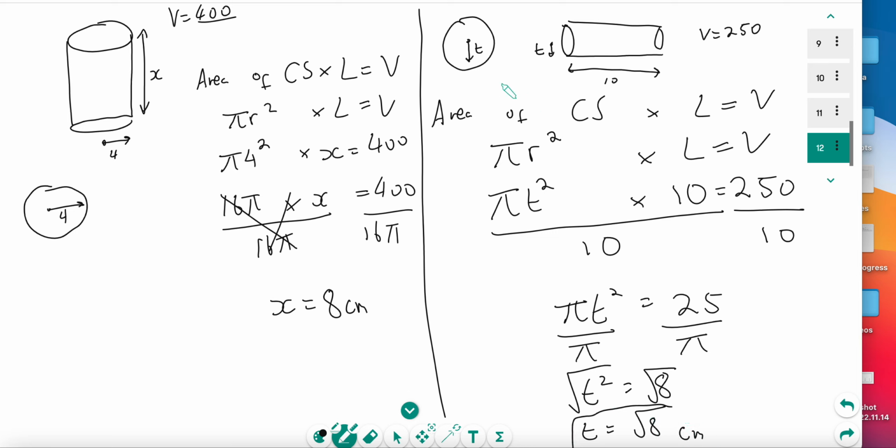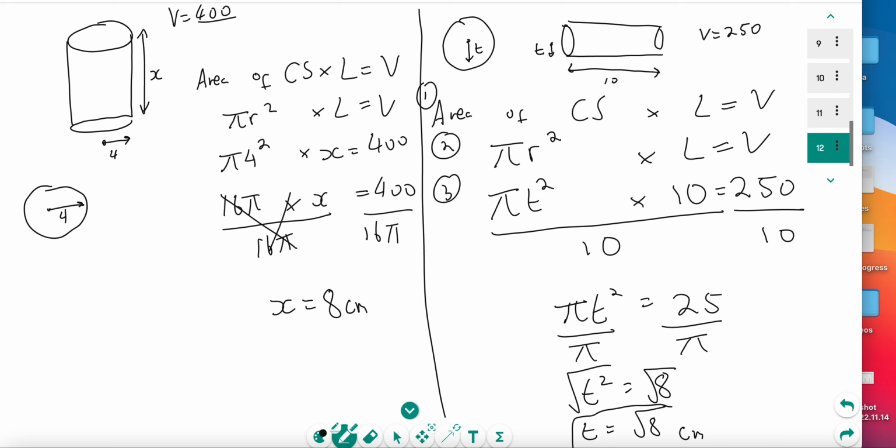And that's how we do it. So step 1, copy out area of a cross-section times length is the volume. That's how you find the volume of a prism. Step 2, the cross-section is a circle, so copy out the area of a circle formula. Step 3, fill in the blanks. We knew the length was 10, so pi t squared times 10, and we knew the volume was 250. Then we just worked backwards to find t.